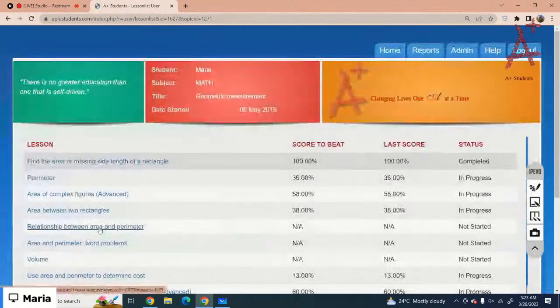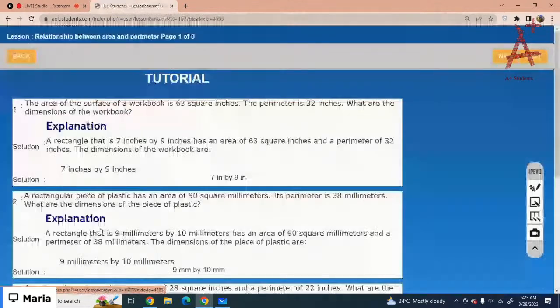Okay, the next lesson is the relationship between area and perimeter. Now we're going to learn the relationship between the area and perimeter. Got it? They are two related terms. The area of the surface of a workbook is 63. The perimeter is 32. What are the dimensions of the workbook?